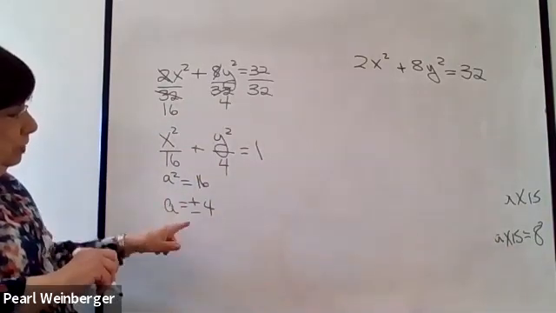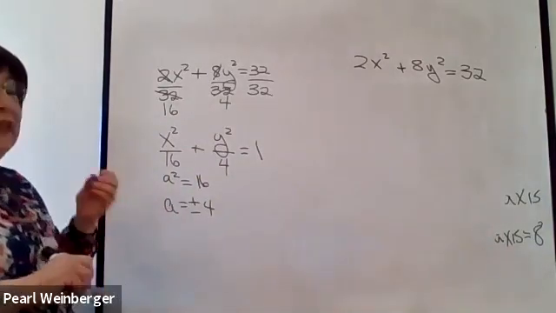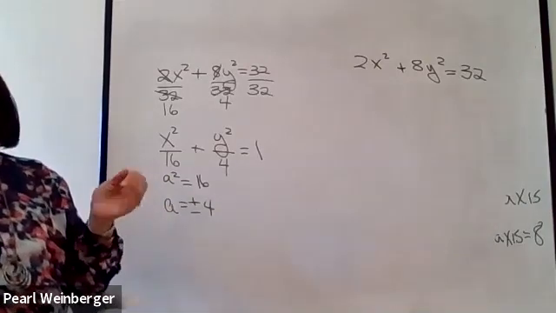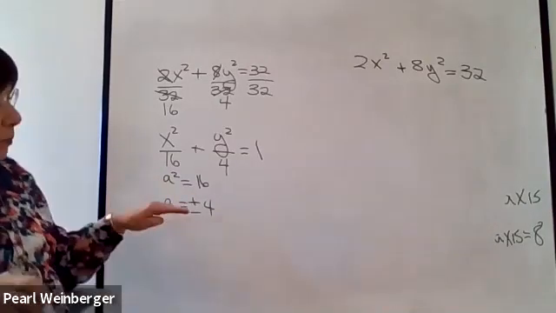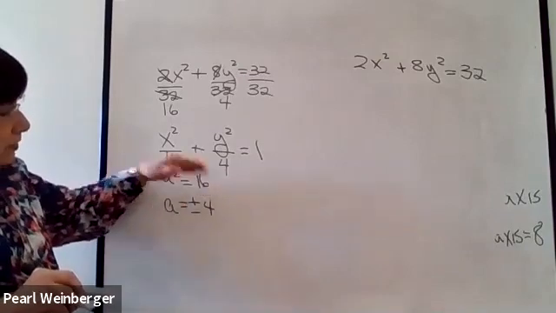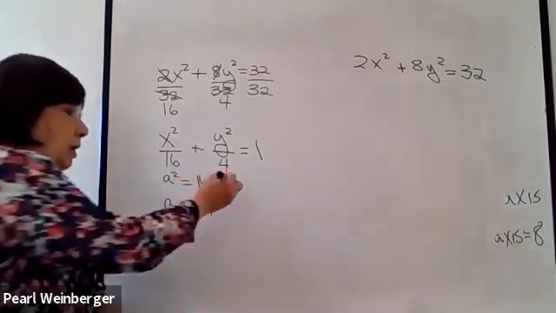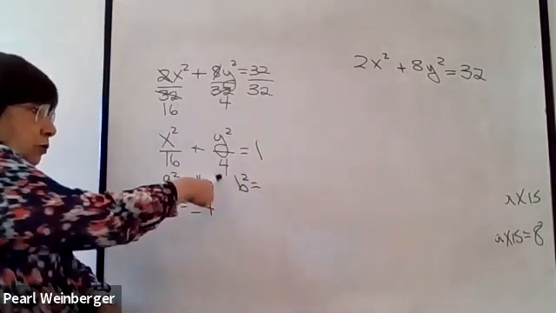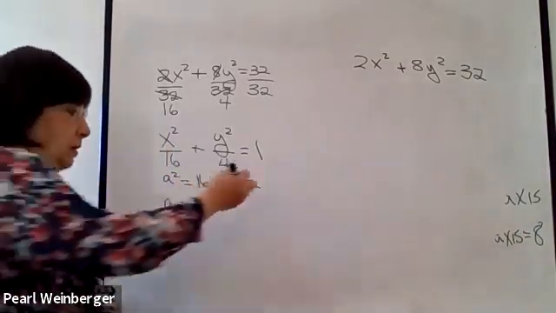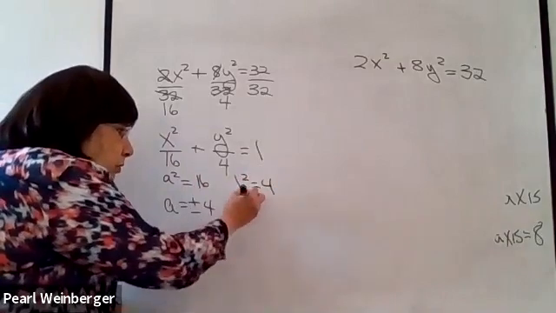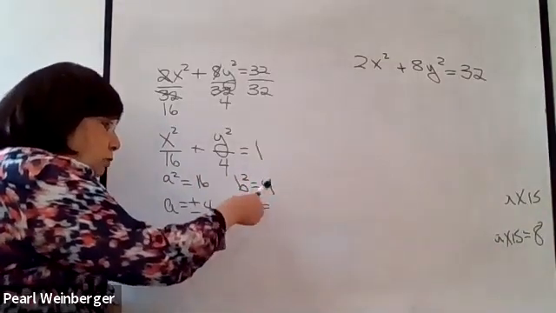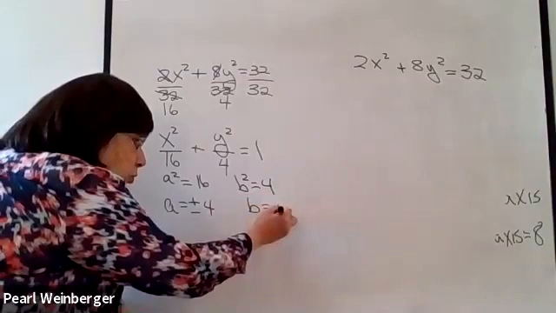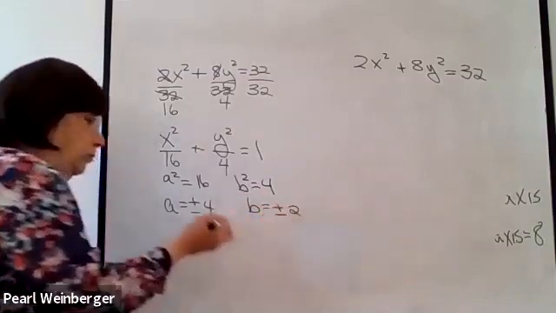Remember, I'm using this special symbol, plus over minus, because it's easy to write. It's quick. It means 2 answers, +4 and -4. The b squared is the number that's underneath the y squared. That happens to be 4. So the b has to be the square root of that, plus or minus 2.